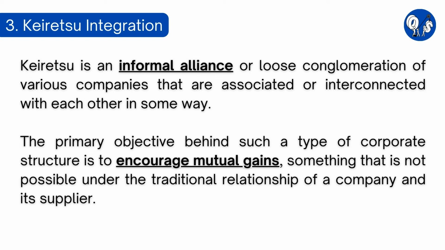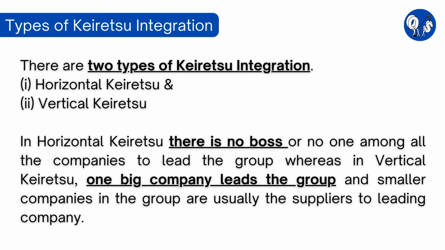Keiretsu is an informal alliance or loose conglomeration of various companies that are associated or interconnected with each other in some way. The primary objective behind such a type of corporate structure is to encourage mutual gains, something that is not possible under the traditional relationship of a company and its supplier. The network of companies may include supply chain firms, financial organizations, and distributors, etc. There are two types of Keiretsu: horizontal Keiretsu and vertical Keiretsu.